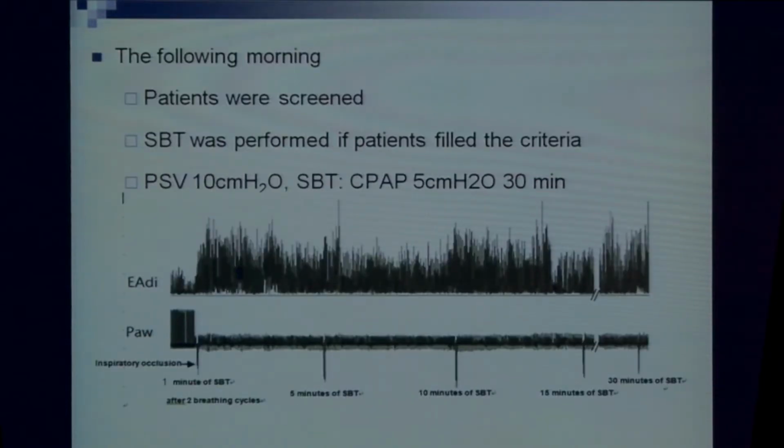Here is our protocol. Patients were screened, and if they passed the screen, the spontaneous breathing trial was performed. First, we start with pressure support ventilation of 10 centimeters of water, and as a baseline with 5 PEEP. Then the spontaneous breathing trial was performed by CPAP 5 for 30 minutes. During the 30 minutes of the spontaneous breathing trial, at the first minute, 5, 10, 15, and 30 minutes, we do an inspiratory occlusion to measure the neuromechanical efficiency.